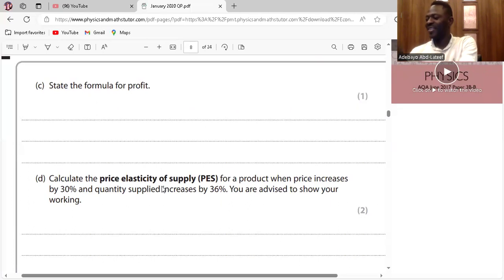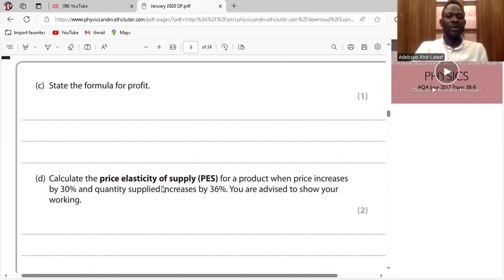Question C. That was your question, right? Yes. So we said state the formula for profit. Profit is total revenue minus total cost, TR minus TC. Is it okay to use total expenditure? Total revenue minus total expenditure. Yeah, it's fine. I wrote total cost anyway. I wrote total expenditure, then I crossed it out. Okay, it's fine. Shall we move on?